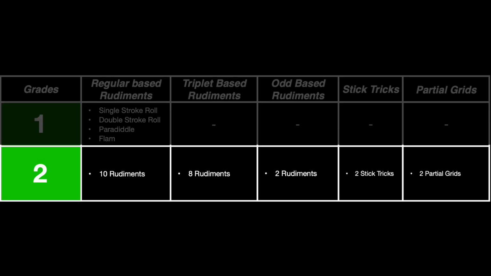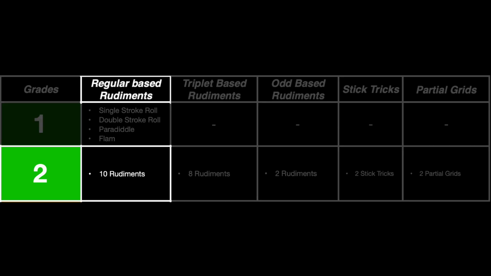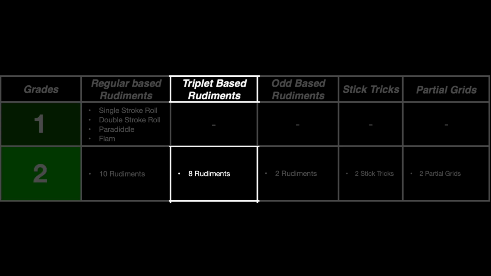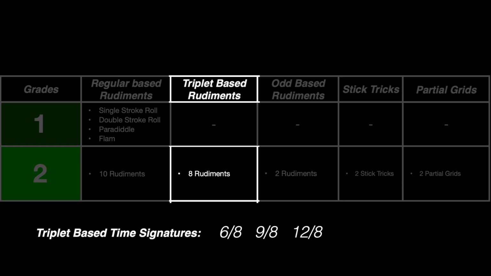And then looking at grade 2, now you got to learn 10 rudiments, regular based rudiments. And then now you're going to look at triplet based rudiments. You got to know 8 of them. So your triplet based rudiments would fit in triplet based time signatures like the 6/8, the 9/8, or the 12/8. And again, this is where they fit naturally, your rudiments.